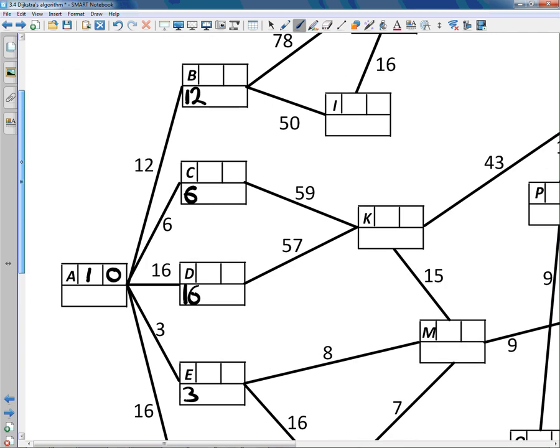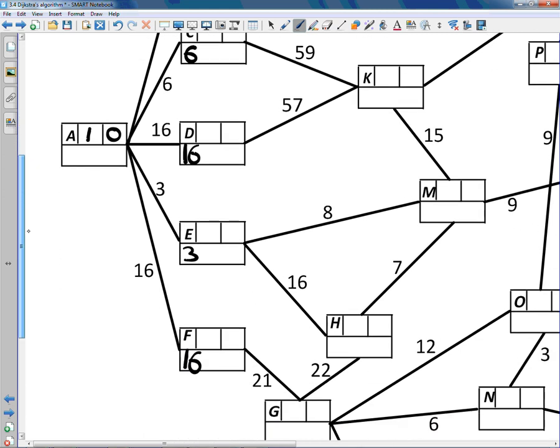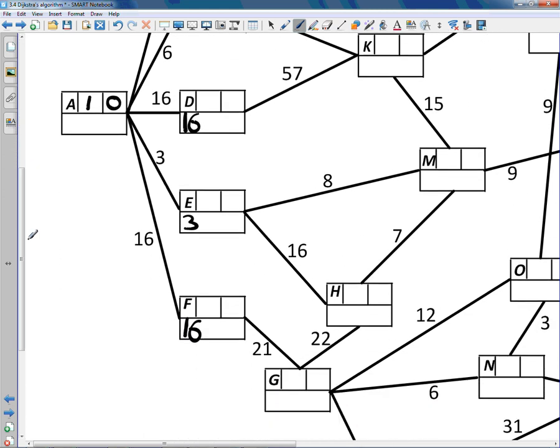So we look at our temporary labels now and we pick the lowest. The lowest of course is E. So that gets a permanent label, it goes here. That's the distance, and that was the second vertex to be added into our solution, so that gets the 2 there.